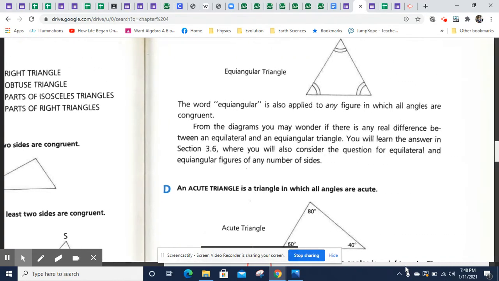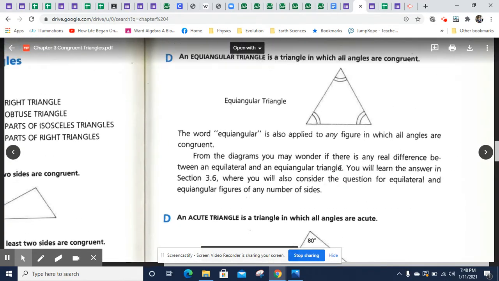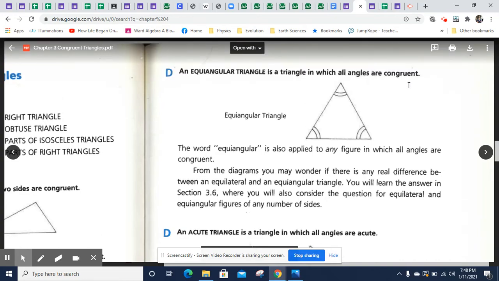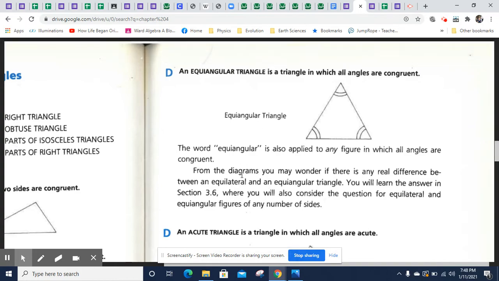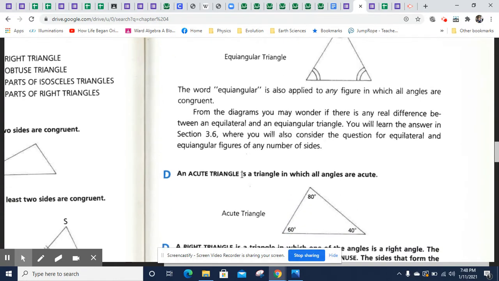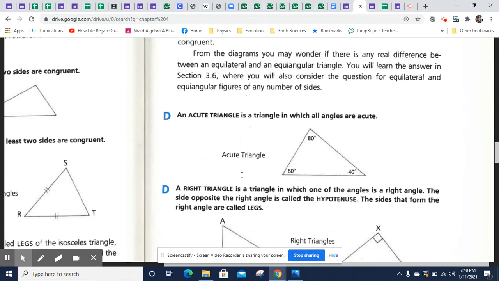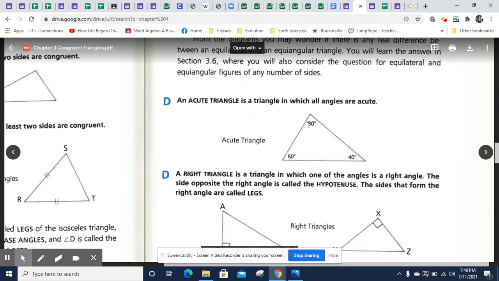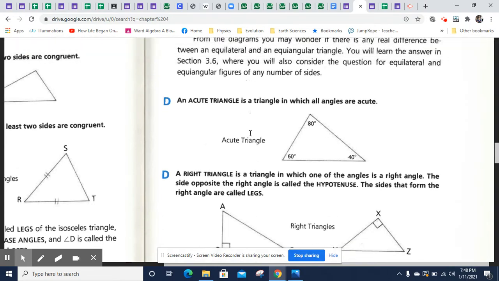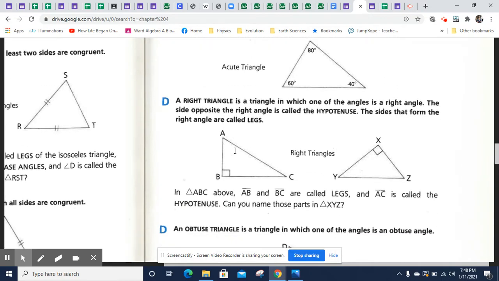Now, there's one you might not have heard of called an equiangular triangle, and all equilateral triangles are also equiangular. All it simply means is that the triangle has all its angles congruent. Which means they're all, of course, 60 degrees because there's 180 degrees in a triangle. And then there's an acute triangle in which all the angles are less than 90 degrees, or acute.